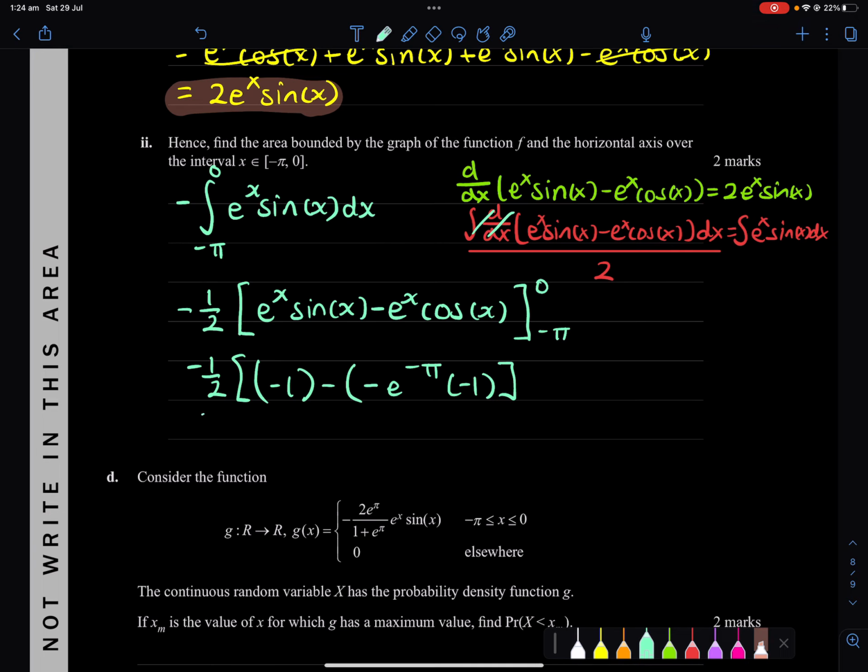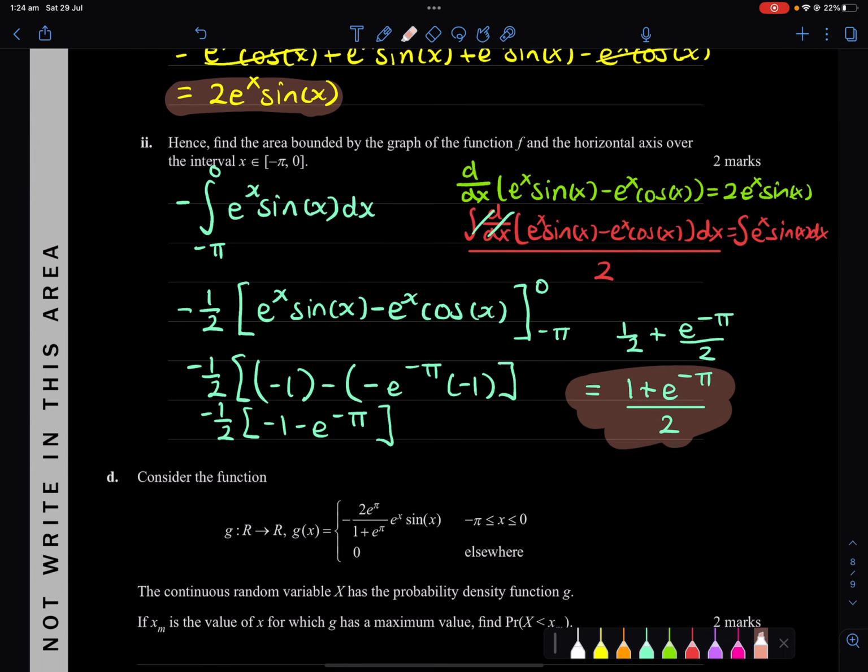Okay. Simplifying this, we will get -1 minus negative e^(-pi), which will come here and finish it off. So it'll be negative half times (-1 + e^(-pi)), which is half plus e^(-pi) over 2, which is equal to (1 + e^(-pi)) all over 2. That's your solution. I hope that's right. Okay.